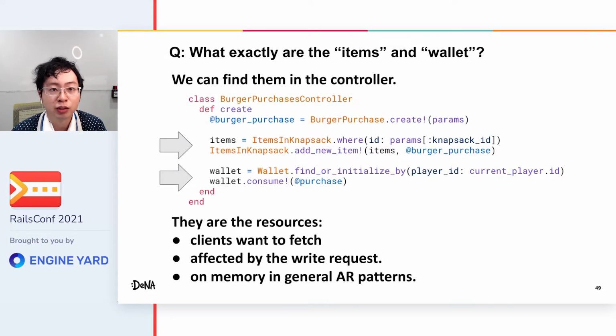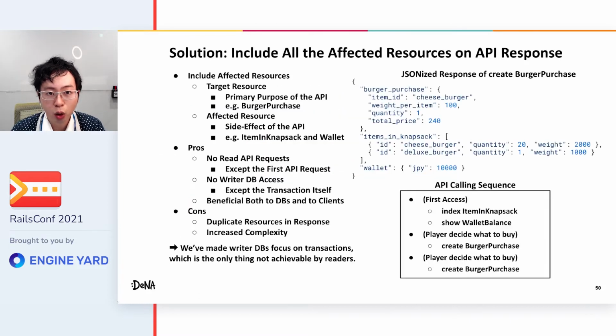We can find them in the controller. They are the resources the client wants to fetch, and the resources the write request affected as a side effect, and the resources Rails has in memory as Active Record instances. So, the solution is to include all the affected resources in the API response.